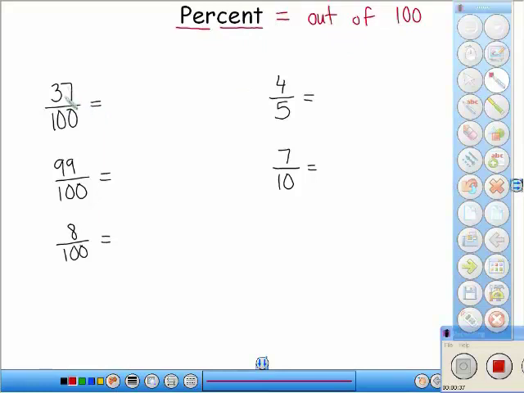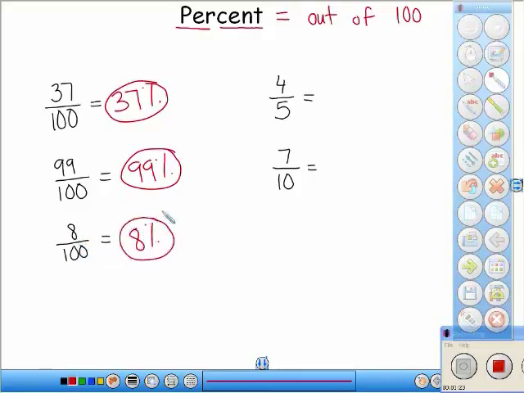So if I gave you a fraction like this and said, I want you to write it as a percent, well, this is 37 hundredths, or 37 out of 100. Percent means out of 100, so 37 hundredths is 37%. Well, that was easy. 99 hundredths, or 99 out of 100, is 99%. Well, I can handle that. 8 hundredths, or 8 out of 100, is 8%. So you can see, when you've got a fraction and the denominator is 100, that's a piece of cake. The percent is just the numerator.